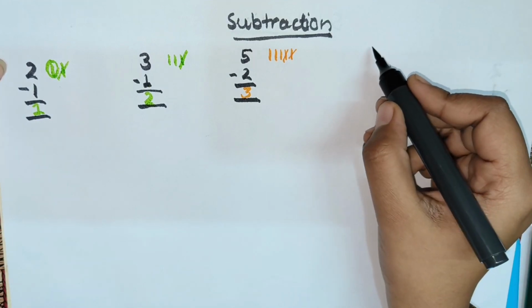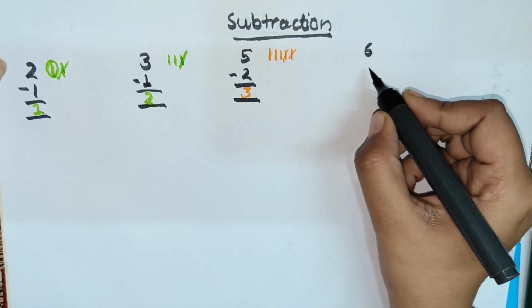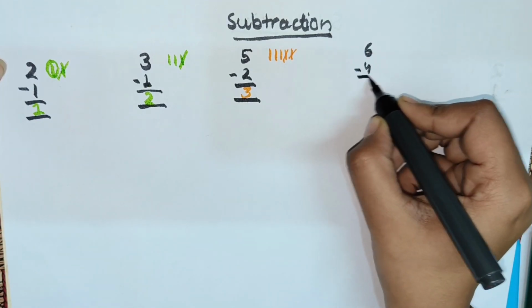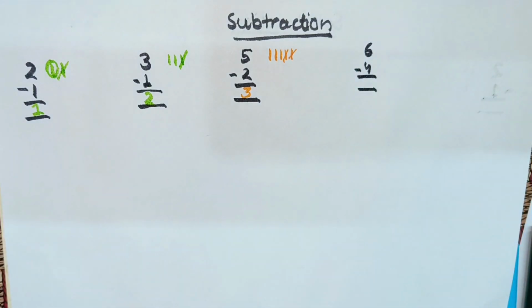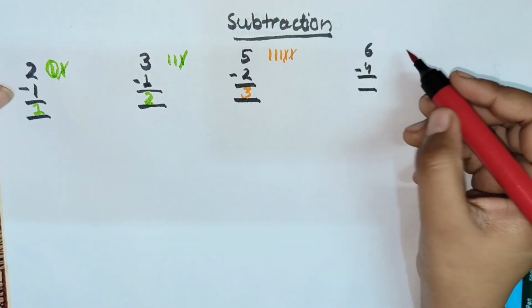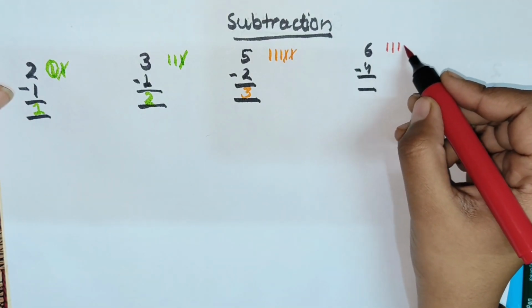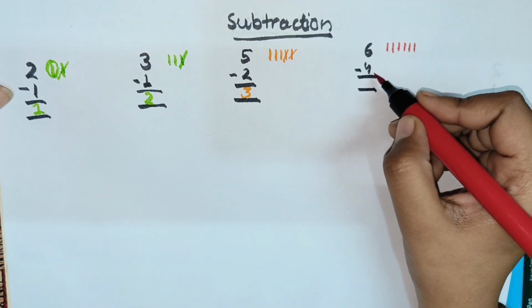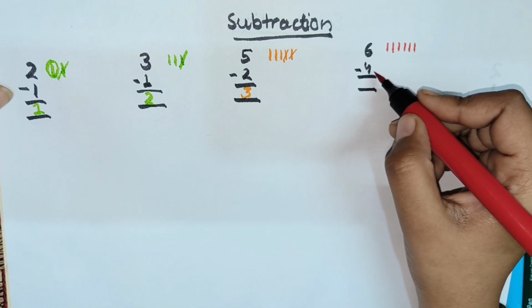Next I am giving you another question, that is 6 minus 4. Okay. So what do you have to do? You have to draw 6 lines in front of 6. 1, 2, 3, 4, 5, 6. And you have to cut 4 lines.